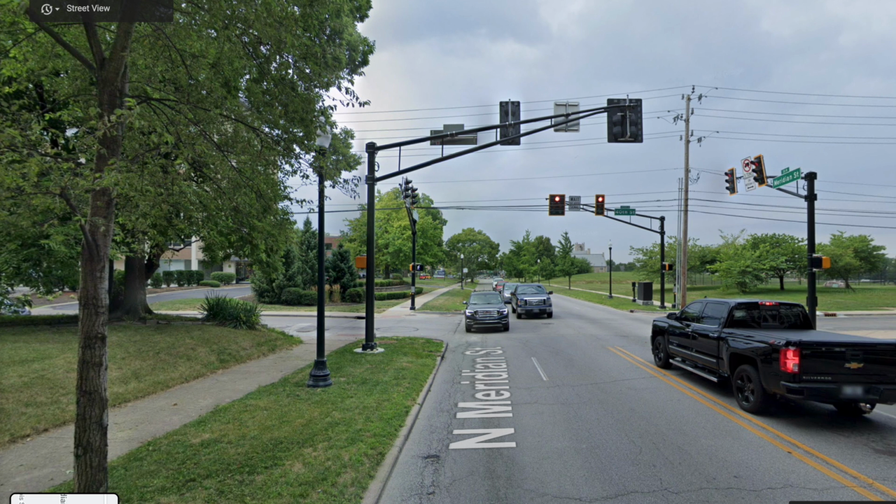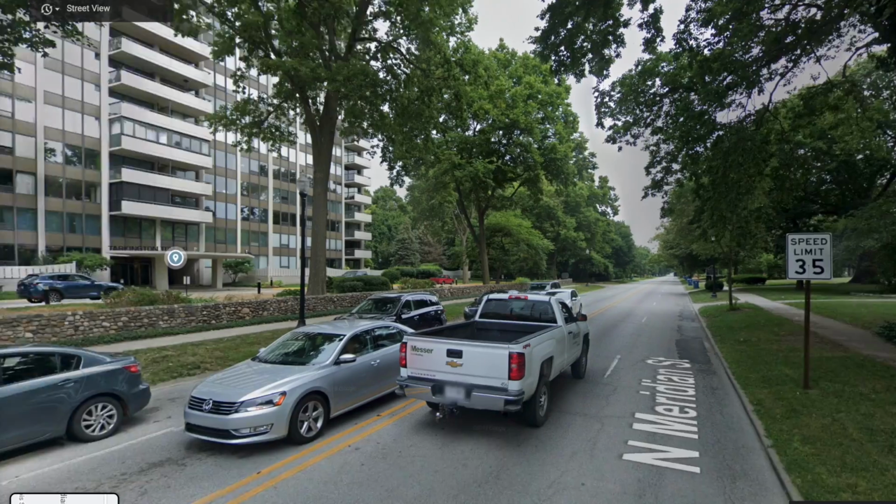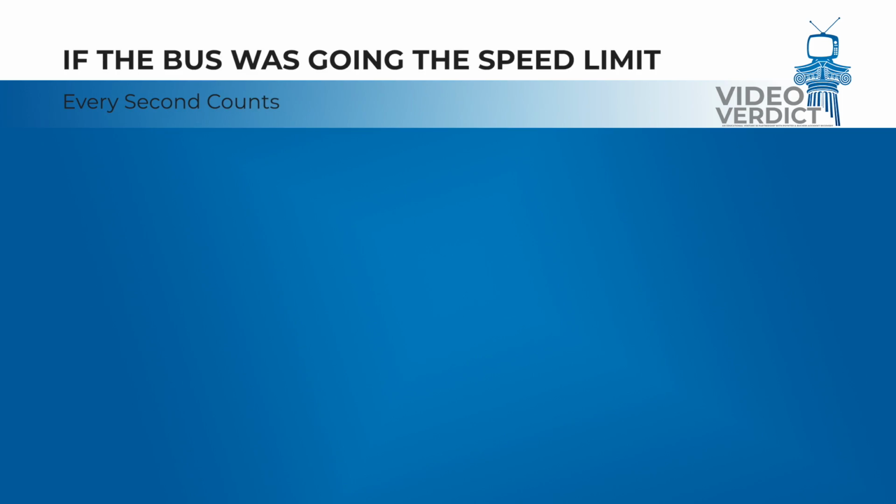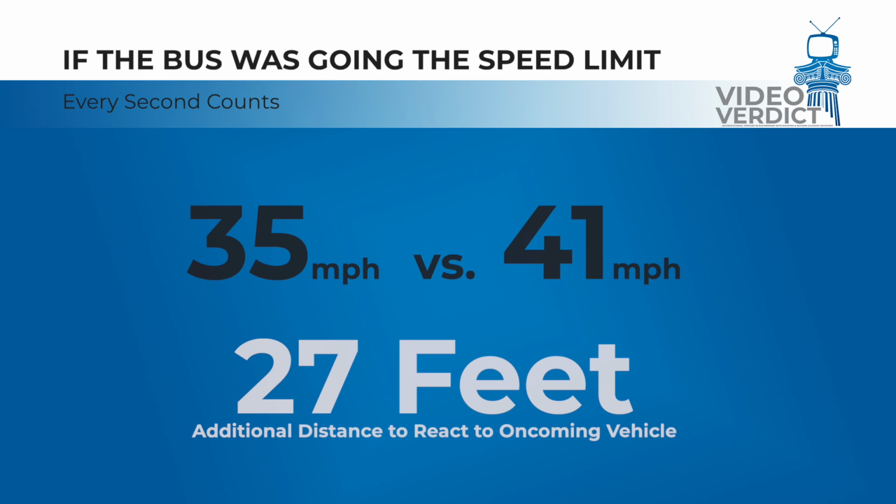Using our trusty friend Google Maps again, we're able to see that the speed limit for the area of that street was 35 miles per hour. Now that we know that the bus was speeding by 6 miles per hour, does that extra 6 miles per hour actually make a difference? Well, what if I told you that in that last 3 seconds before the crash, had the bus been driving the speed limit instead of speeding, the bus driver would have had an extra 27 feet to avoid the accident and, more importantly, to avoid crashing into the third car.